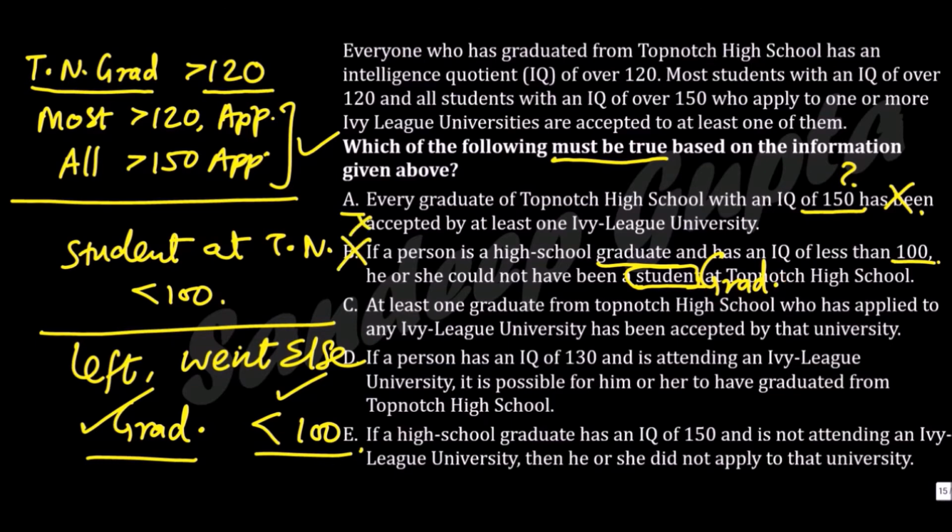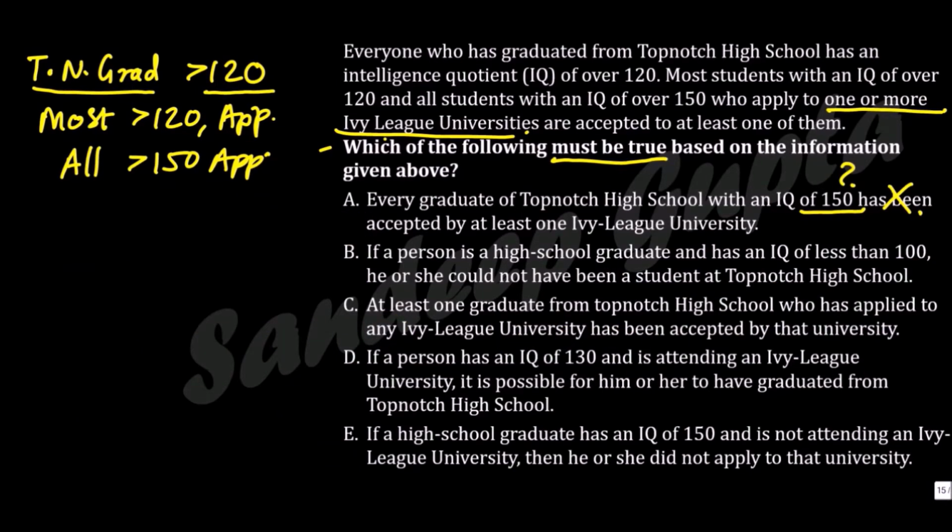Now, let's see at least one graduate from top notch high school who has applied to any Ivy League university. Now, there is a catch here. I cannot say any because you're given they're accepted to at least one. Now, at least one could just mean one or two or three, but does not mean any. Any means absolutely any number and anywhere that person applies to. The only condition is at least one, so not the right answer. They get through one or more, but one or more could be one or two also. So not every university that they apply to, they get through. Clearly not correct.